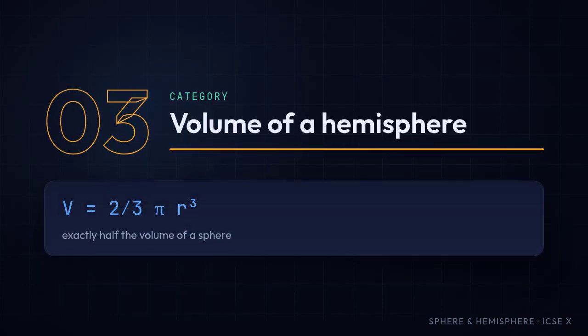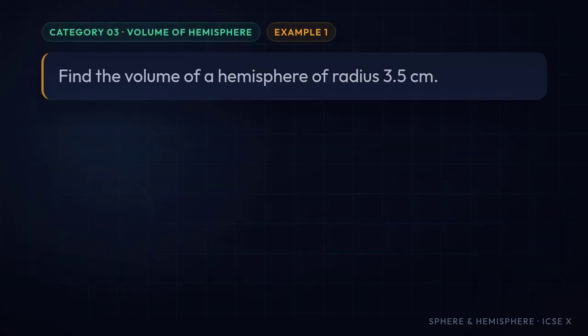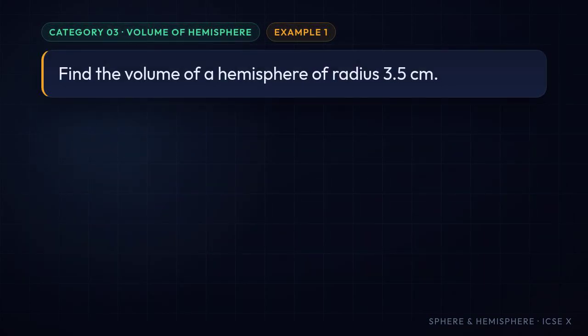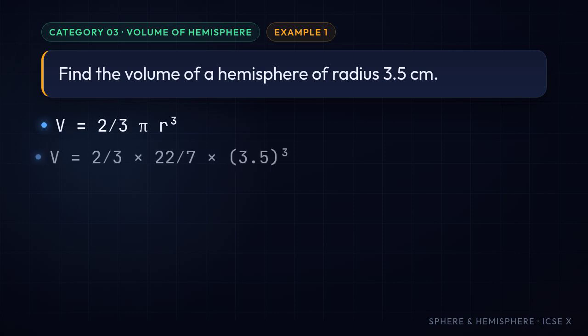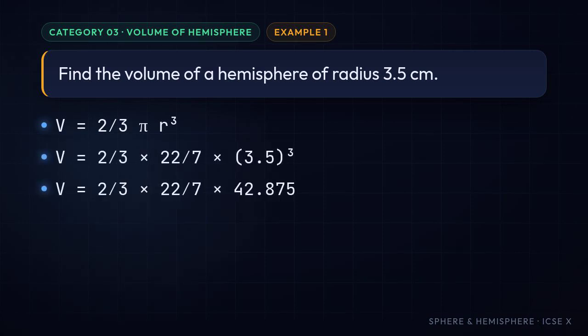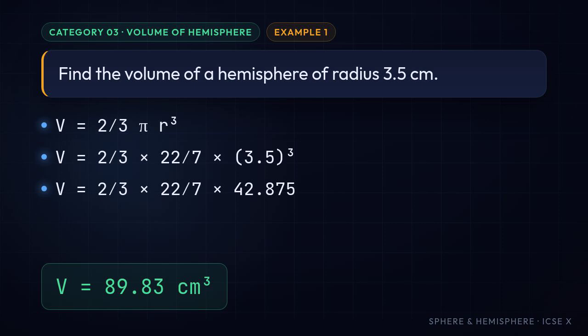Category 3. Volume of a hemisphere. The formula is V equals 2 by 3 pi r cubed, exactly half the volume of a sphere. Example 1. Find the volume of a hemisphere of radius 3.5 centimeters. V equals 2 by 3 times 22 by 7 times 3.5 cubed. 3.5 cubed is 42.875. This gives 89.83 cubic centimeters.